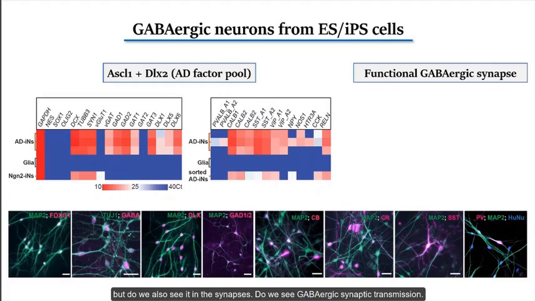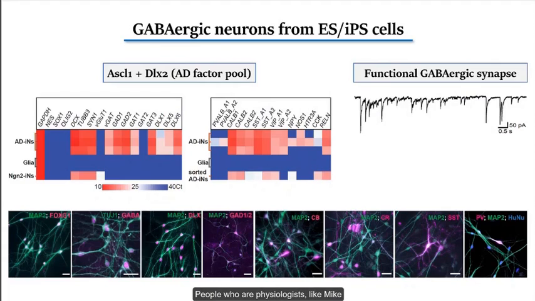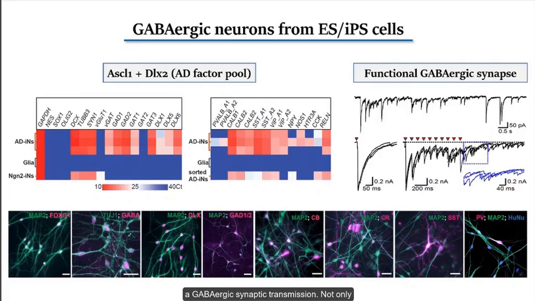So what about the functional properties? Do we see not only GABA expression, but also GABAergic synaptic transmission in the synapses? For that, again, we do electrophysiological recordings. People who are physiologists, like Mike and Matt, and you guys already know that this current with slow decay actually represents GABAergic synaptic transmission.